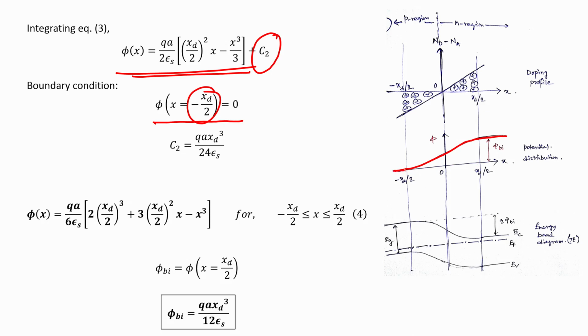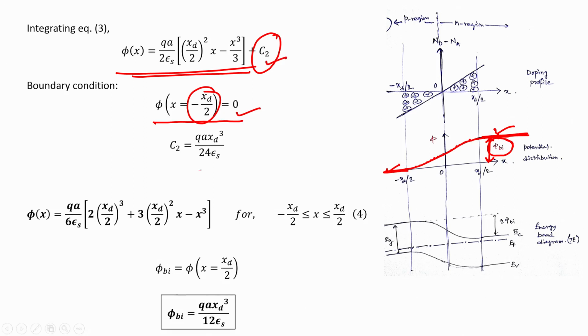We can consider that this is your reference level. With respect to the reference level, the potential at this point, this constant potential here, is termed the built-in potential phi bi. So we consider this as a reference level, that is why we have kept phi at x equal to minus xd by 2 equal to 0. That is the only boundary condition we need to solve this expression, because there is only a single integration constant.